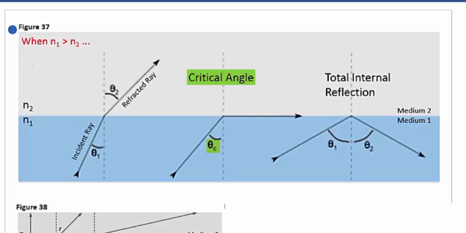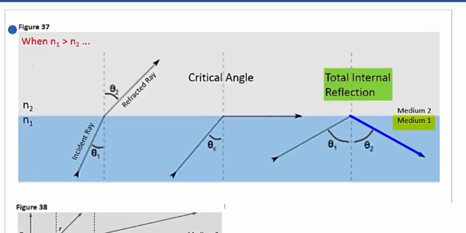Now, if we increase the incident angle past the point of the critical angle here, then we'll have what is known as total internal reflection. Meaning, past the critical angle, there is no refracted ray. Furthermore, all the energy from the incident light ray is reflected. Therefore, this light remains now inside medium 1.